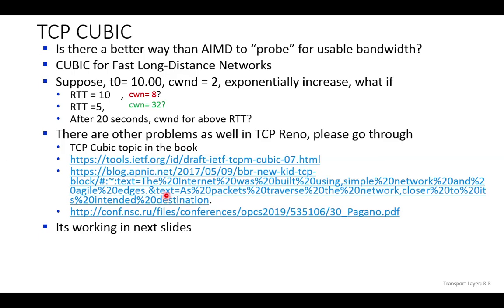For those problems you can access these links, and you can also read from the book. In the 8th edition this topic is covered, and some links are provided where you can find additional information. So this problem is solved by QUIC, the TCP QUIC version. So let's discuss how the TCP QUIC version works.